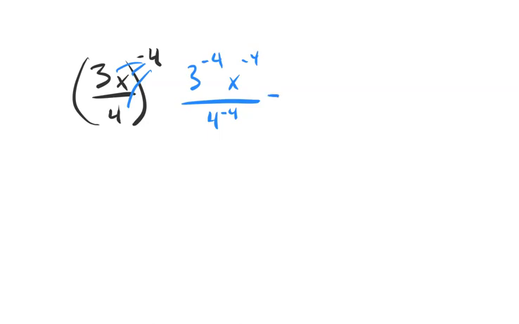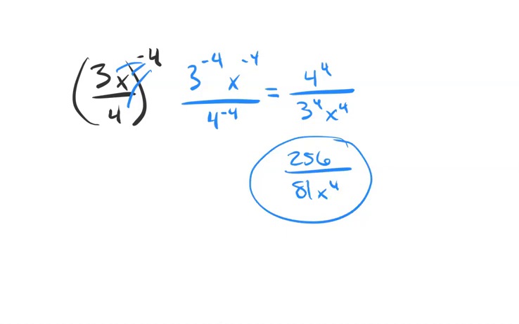So when we go to rearrange this, that 3 to the negative fourth is going to go on the bottom. That's going to be 3 to the fourth. X to the negative fourth moves to the bottom. 4 to the negative fourth on the bottom moves to the top. So everything's just switching places. If it's on top, it's going to the bottom, bottom going to the top. And then, of course, we would simplify it. It's going to end up, I believe, 256 over 81 x to the fourth. And of course, you can use a calculator on that, 4 to the fourth.